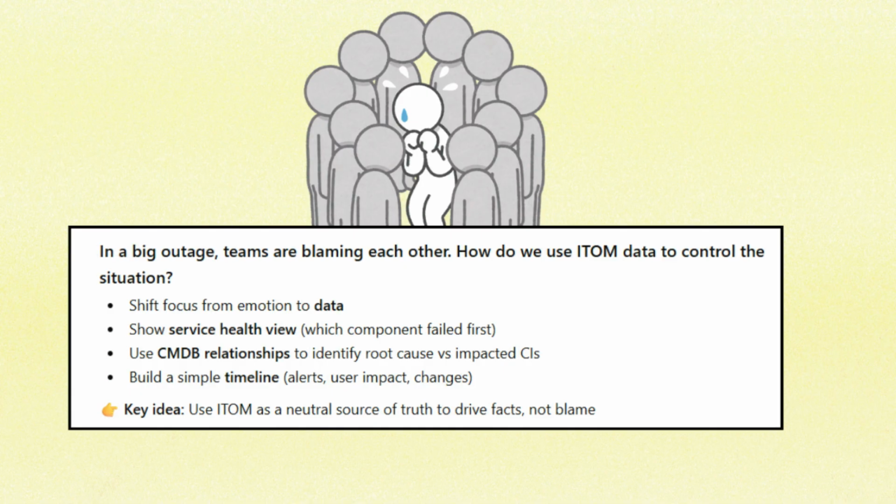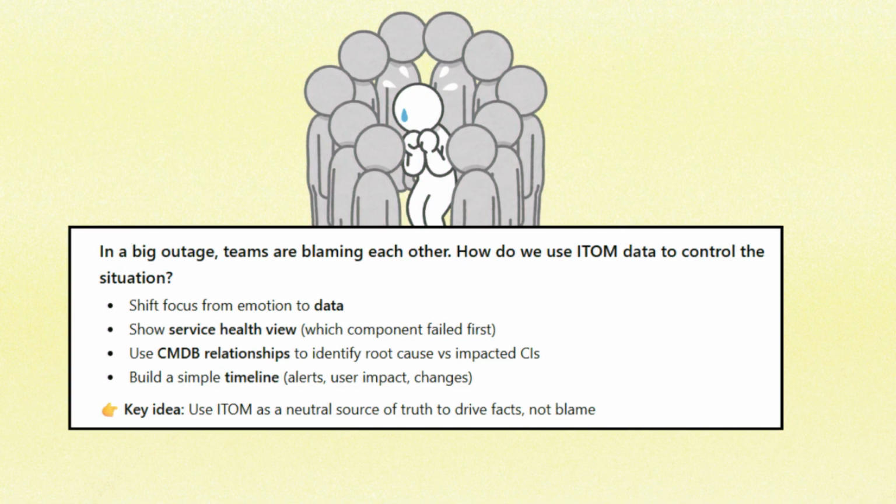Next question. In a big outage, teams are blaming each other. How do we use ITOM data there? So yes, this is a good question, and the blame game is always a part of office. In major outages, emotions run high and blame starts quickly. It is a truth. So being an ITOM specialist, our role is to shift the conversation from emotions to facts.